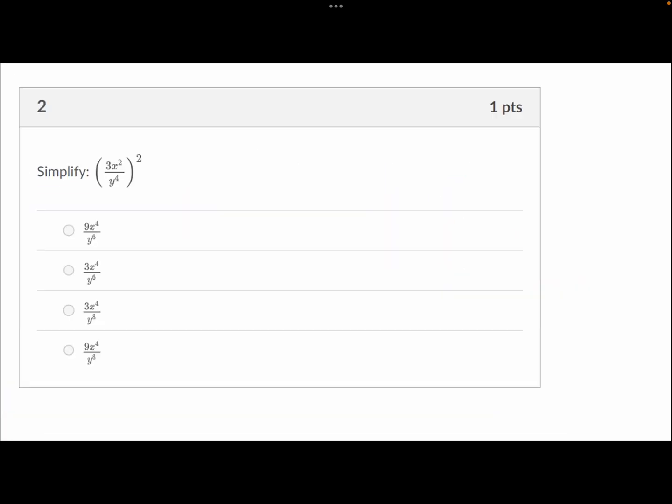So this one has lots involved. It has a quotient, and it has a power up here. This 2 is going to get distributed. Basically, it's really not called distribute, but it's similar to distributing. Everything in parentheses is to the second power. So you have 3 squared, and you have x squared, squared, and then you have y to the 4th, squared. And you're going to simplify that.